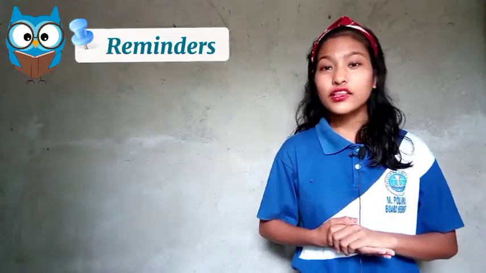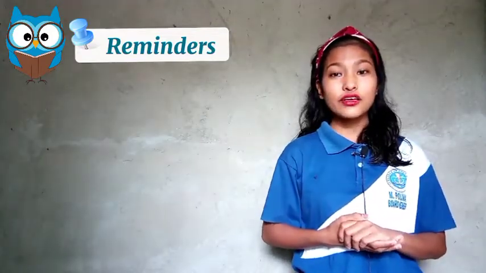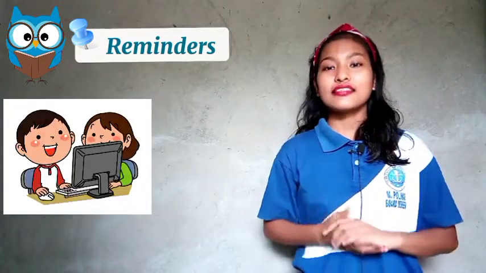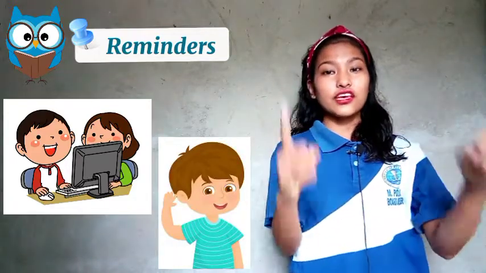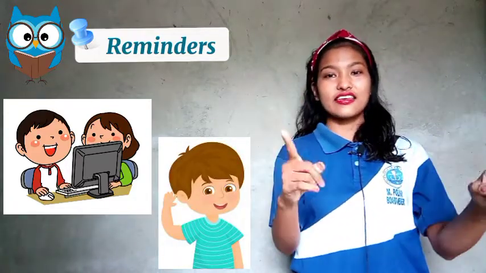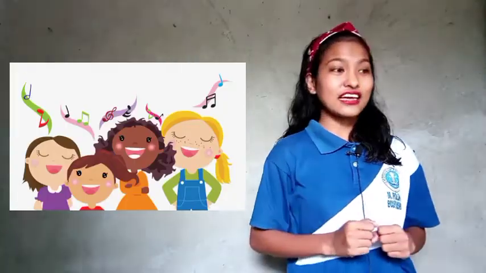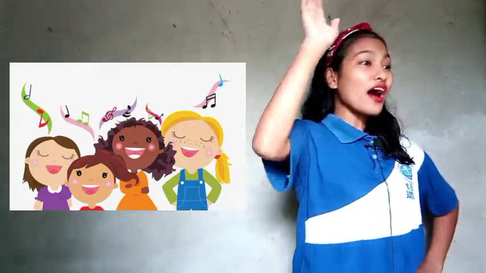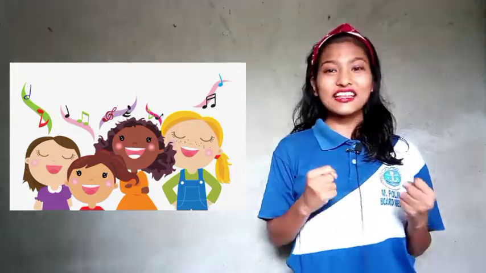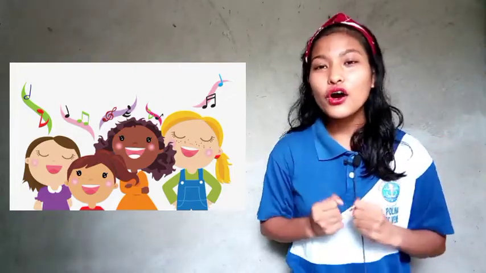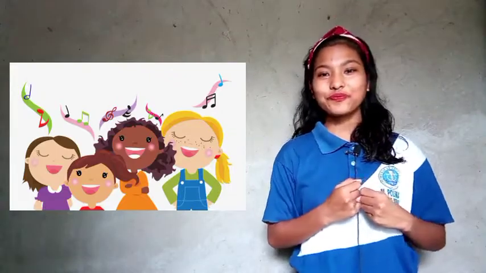Again, what are the 2 classroom reminders? We must always have our eyes on the screen. Then, listen attentively to what the teacher is saying. Very good. Now, as we begin our lesson, let's try to sing a song. Who among you is excited to sing a song? Wow! All of you are so excited to sing a song. Now, stand up and sing along and enjoy the song.